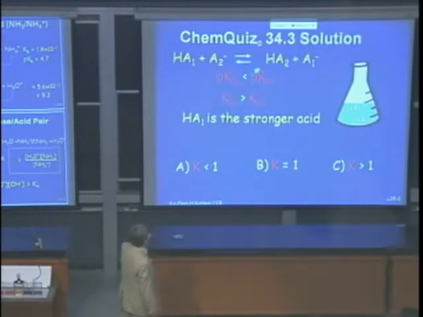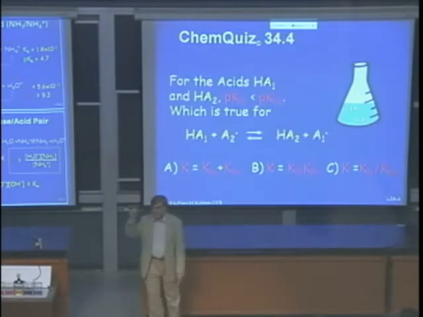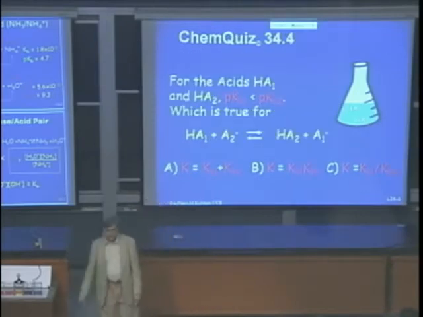pKa1 is smaller than pKa2, and that is how to deal with pKs and Ks. So Ka1 is the stronger acid, and with this it pushes it to the right. That means there's more of this here in concentration and less of this, so this is larger than 1. Okay. Alrighty. Now let's do another one.